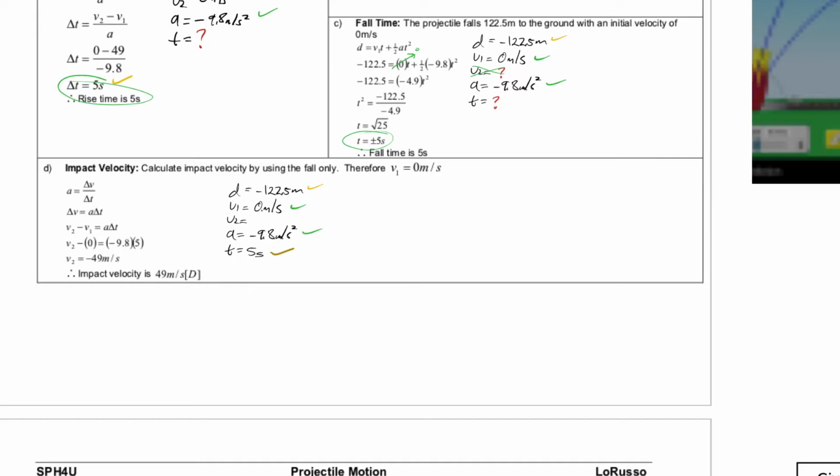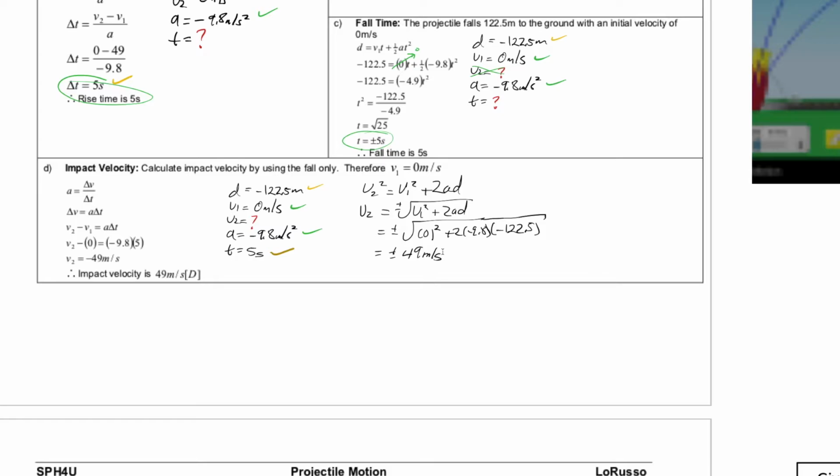So the alternate way we should have done this is we should have worked with these parameters here, d, v1, v2, and acceleration. And that would have meant that we could have used this formula here. V2 squared is equal to v1 squared plus 2AD. So v2 is equal to the square root, technically plus or minus, of v1 squared plus 2AD, which equals plus or minus the square root of 0 squared plus 2 times negative 9.8 times negative 122.5. And we get plus or minus 49 meters per second.